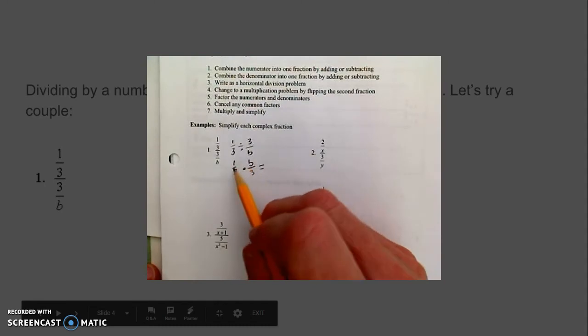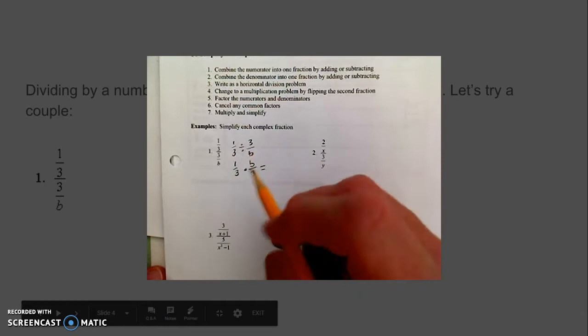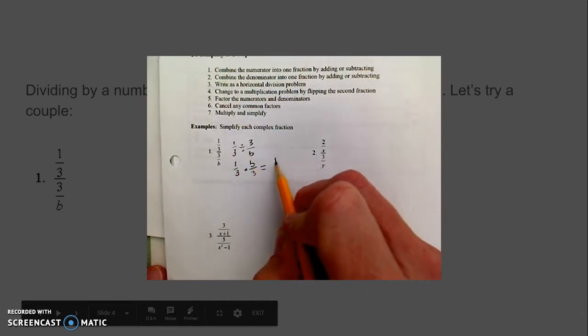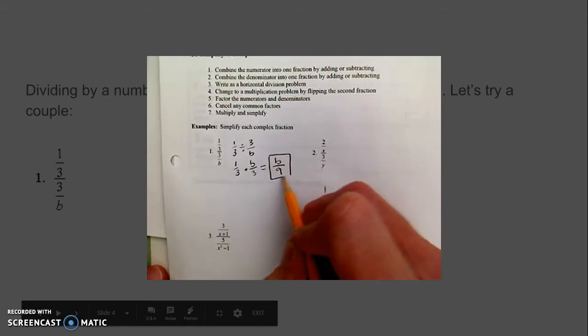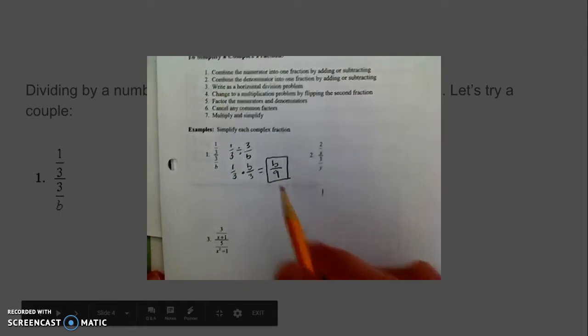And I see that there's not. A 1 and a 3, those are relatively prime. B and 3 have no common factors. So 1 times b is b, 3 times 3 is 9. And so this expression, 1/3 divided by 3 over b, simplifies to b over 9.